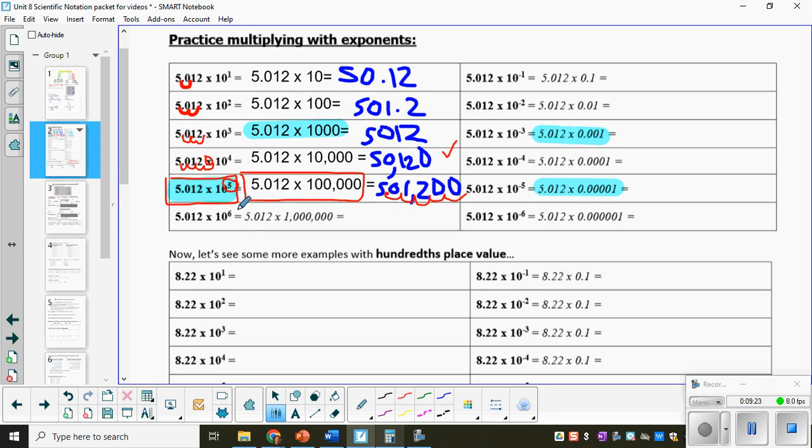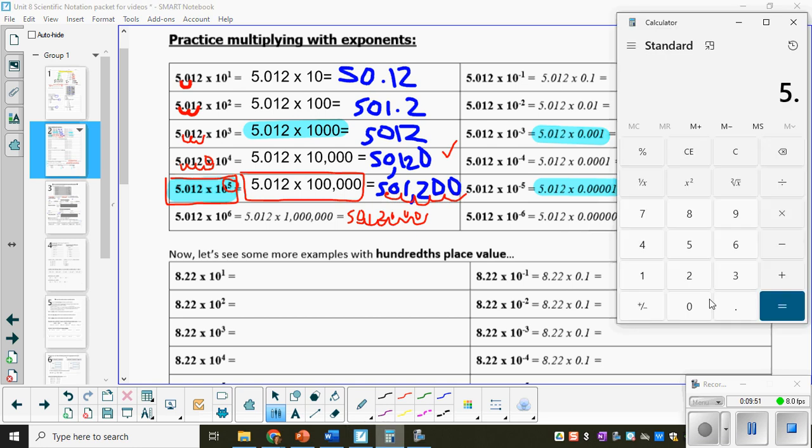If we saw 5.012 times 10 to the sixth, which is the same as seeing 5.012 times a million. If I wanted you to just multiply 5.012 times a million, all you've got to do is take that decimal and move it 1, 2, 3, 4, 5, 6 times. And there was the 0, 1, 2, and we're going to fill in the rest with 0, 0, 0. So let's see what that number looks like in the calculator.